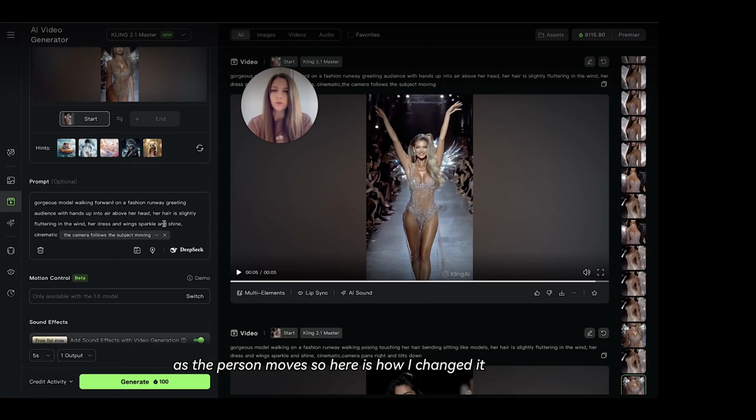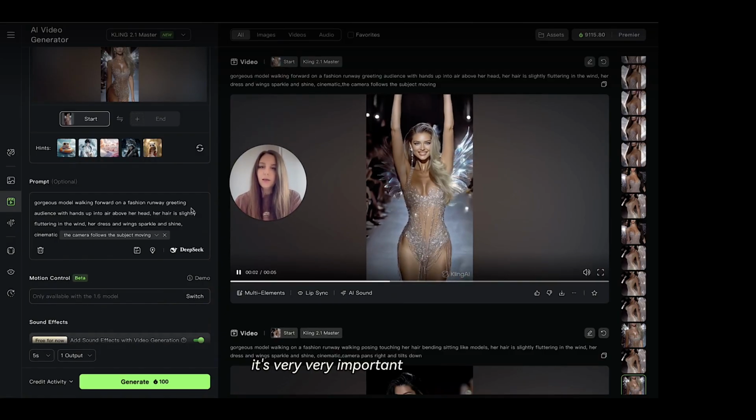So here is how I changed the prompt: walking forward in fashion runway, greeting audience with hands up into air above her head. Because when I first tried with her hands up, she did it like this, which is a weird movement in the fashion industry. So we always need to understand that we need to prompt very accurately what we want. Like we need hands to be above her, like she would stand like this. So we also need to mention that, it's very, very important.